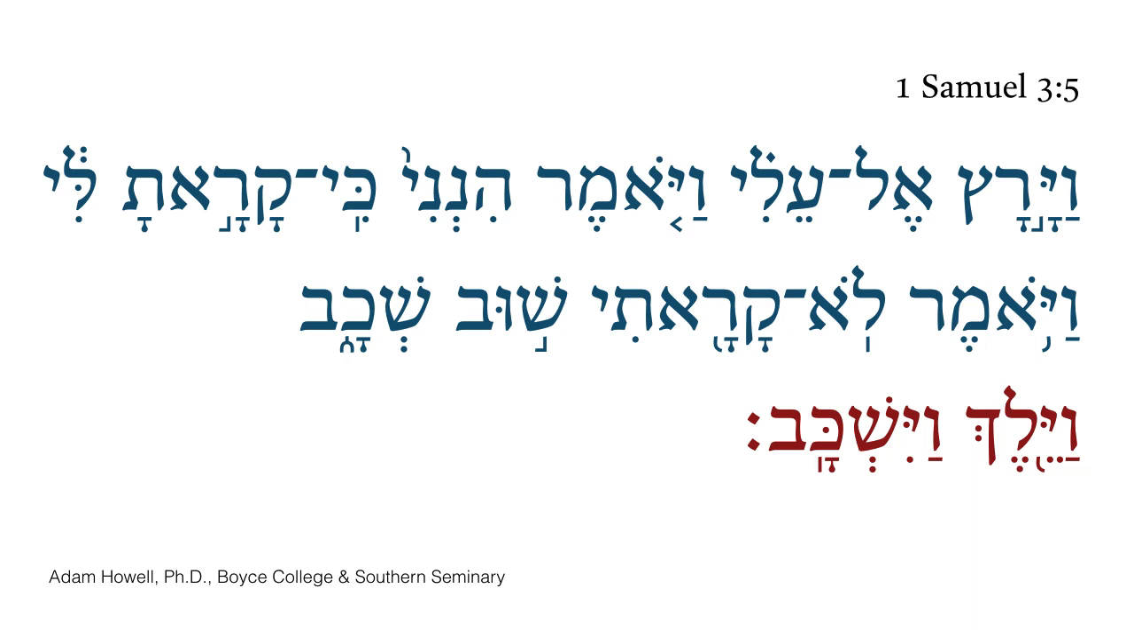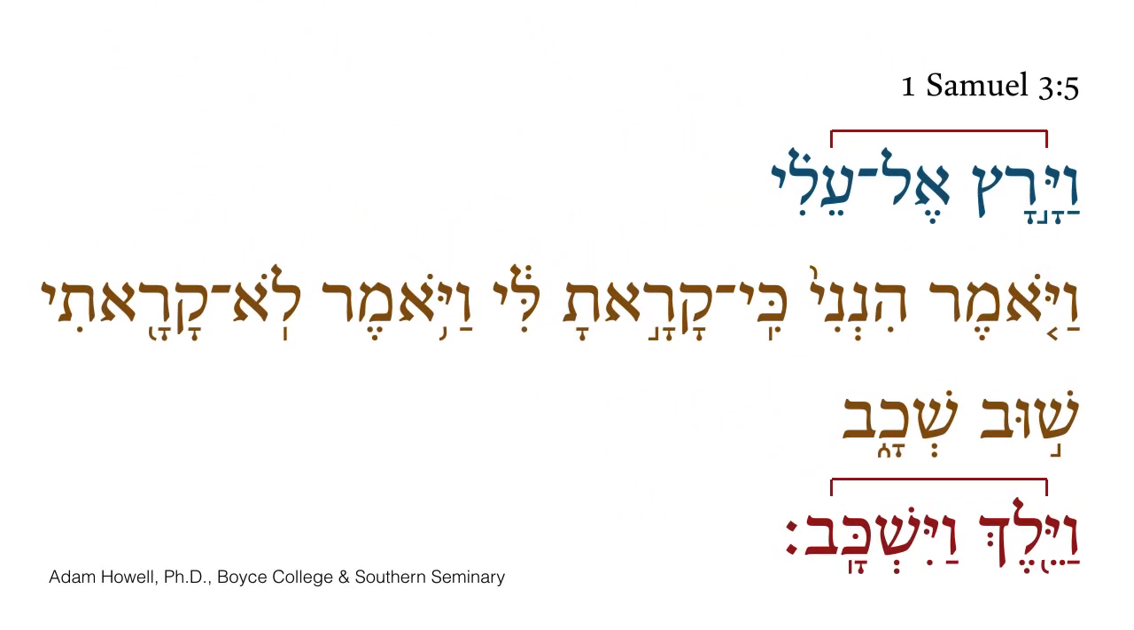Notice that the narrative begins the verse, and so he ran to Eli. And then the narrative ends the verse, and so he went and he laid down, both marked off by Vav consecutives. The section in the middle is the direct speech interaction between Eli and Samuel that is set off by the Athnok. So let's set that section off then with yet another color.